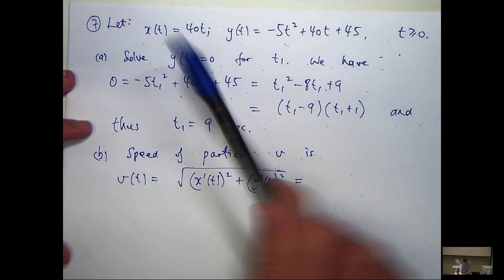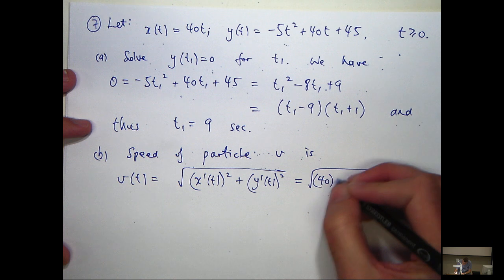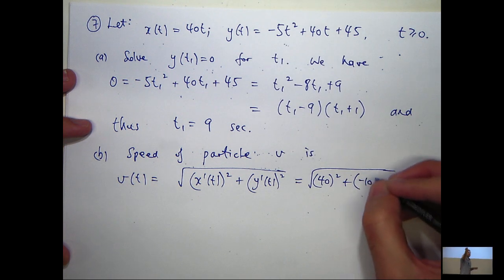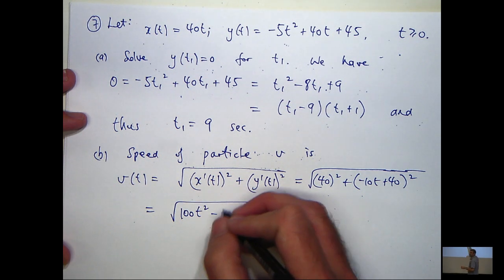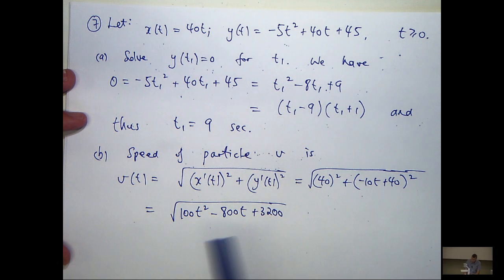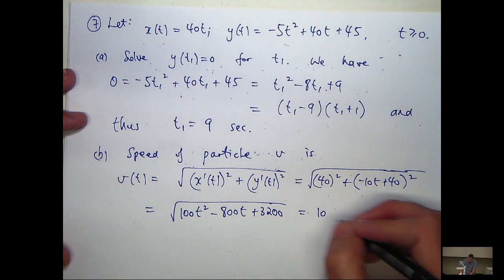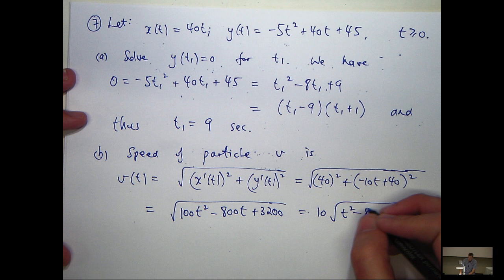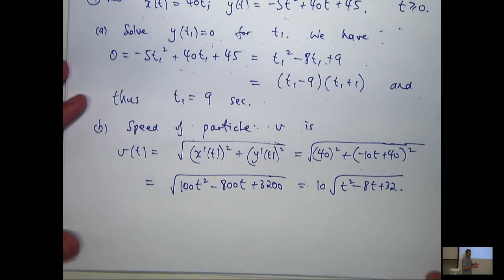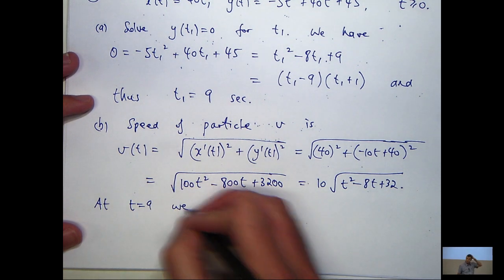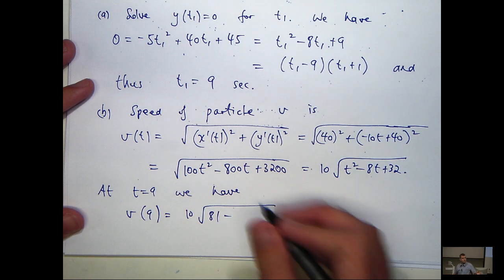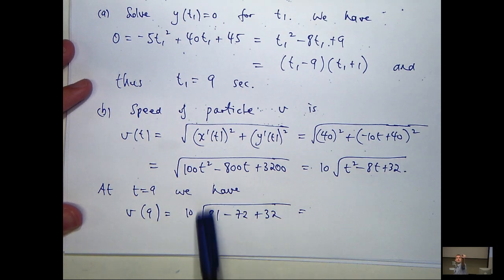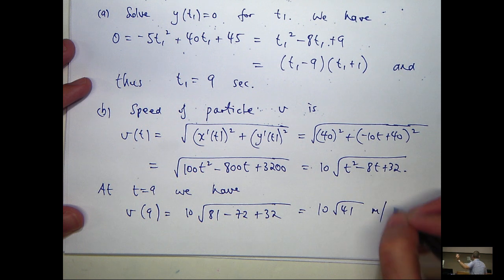So let's calculate our derivatives. So this is going to be 40. And this is going to be minus 10t plus 40, all squared. So now I'm going to expand that bracket and see if I can simplify. Now I've got a common factor in here of 100, so I can take that out and square root it. So I should get something like this. So at t equals 9, let's just plug in 9 over here. So in here I'm going to get something like 41. So 10 root 41 metres per second.